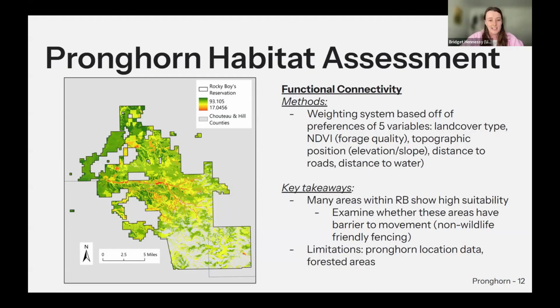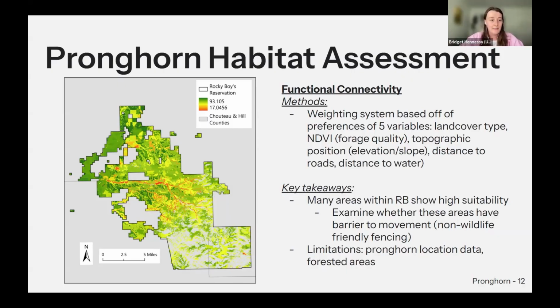And then additionally, the study we were modeling after didn't have forest in their study area, whereas Rocky Boy is pretty forested in the southeast corner. So when you look at this map, you can see there's a lack of data down there. There's not as much color due to the forest not translating well.